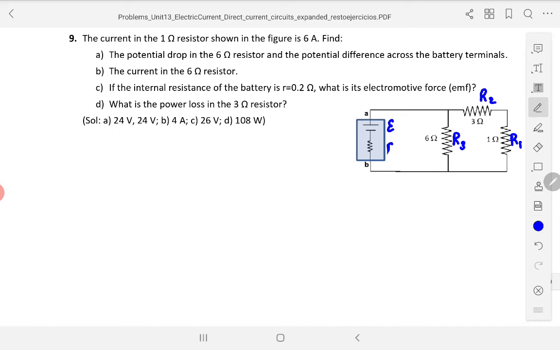So we have the different resistances here in the plot, and they also tell us that there is an electric current flowing across the first resistor, which is 6 amperes. So the first question they ask is, what is the potential drop in the third resistor, and what is the potential difference across the battery terminals? So they're asking in A what is V3 and what is VAB, the potential drop. They're asking these two.